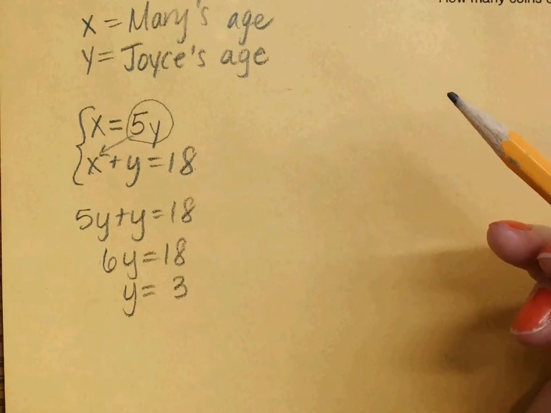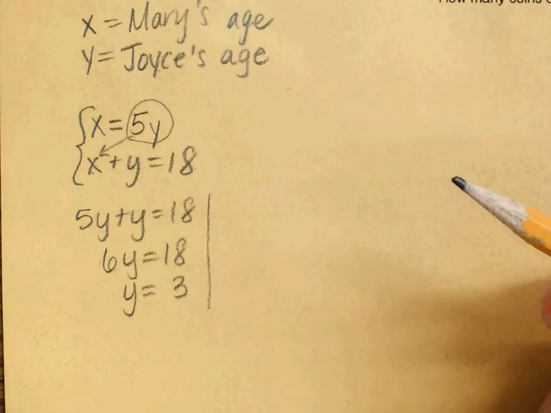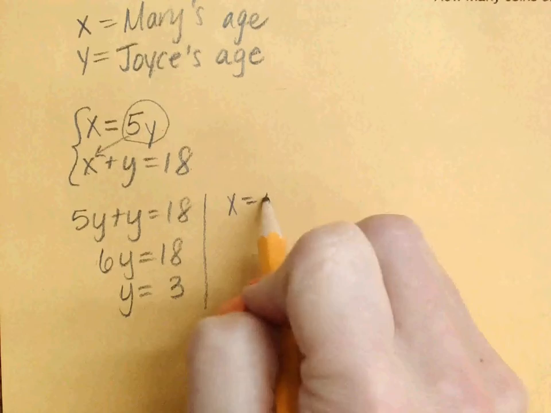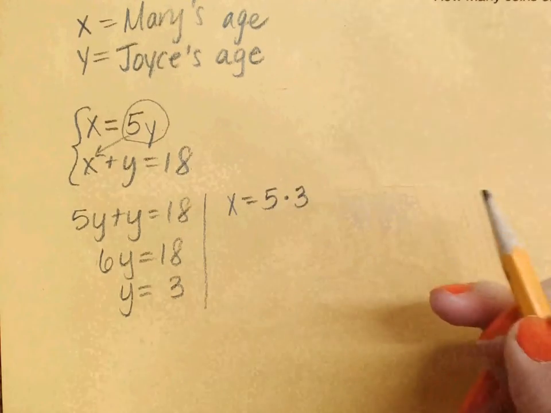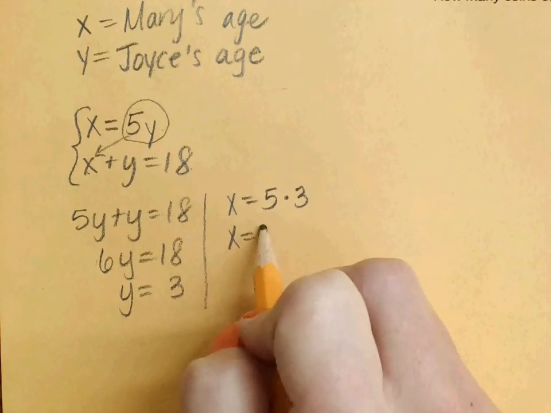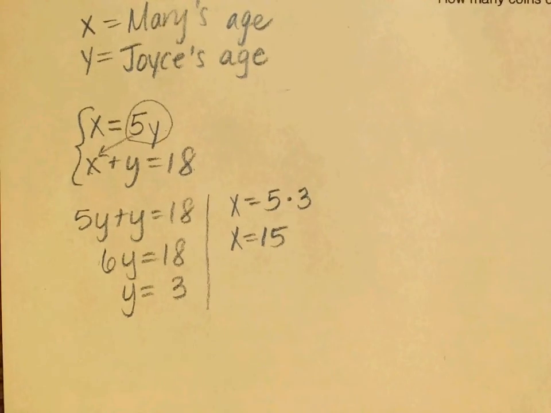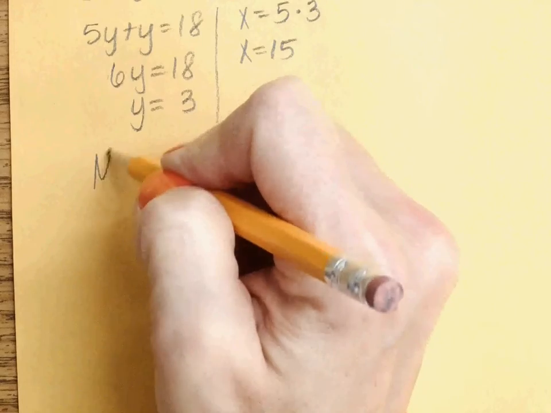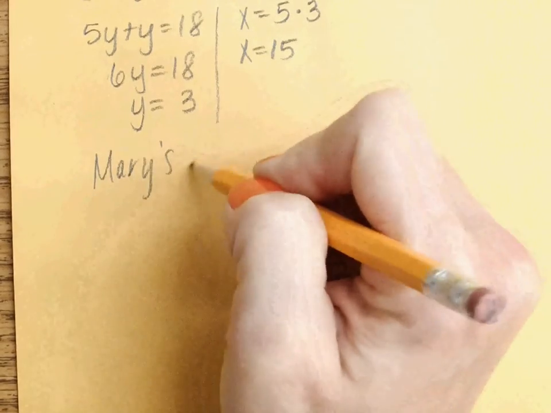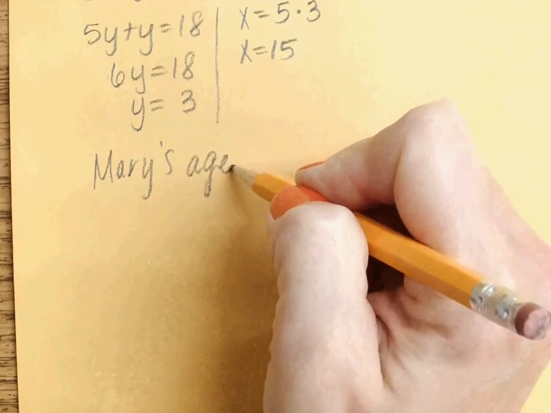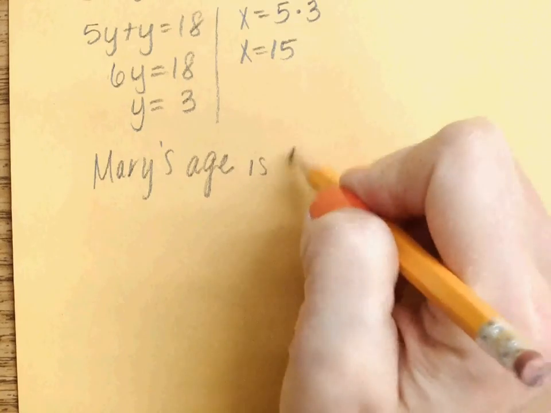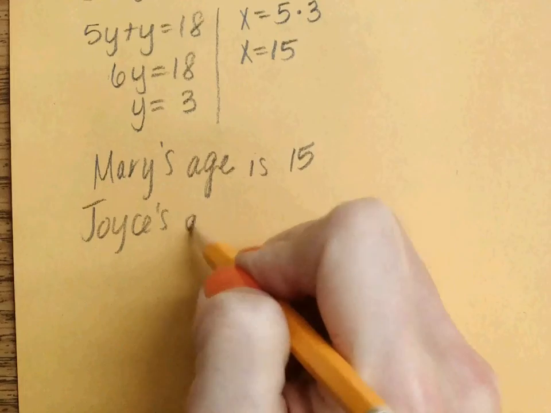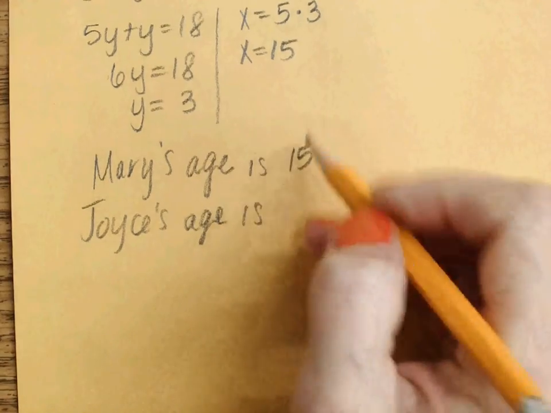And so to solve for x, I'm going to take that top equation. x is equal to 5 times 3, since y is 3. x is equal to 15. And so the last thing I can do is state that Mary's age is 15, and then Joyce's age is 3.